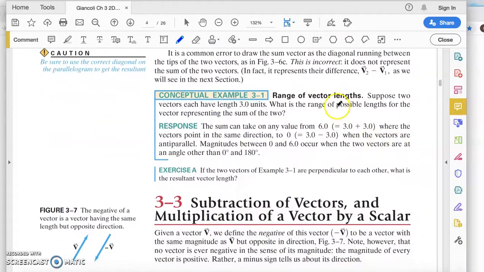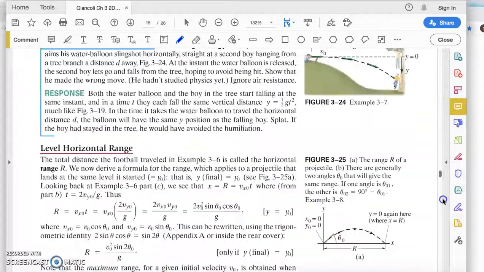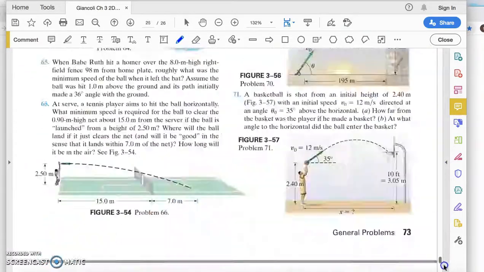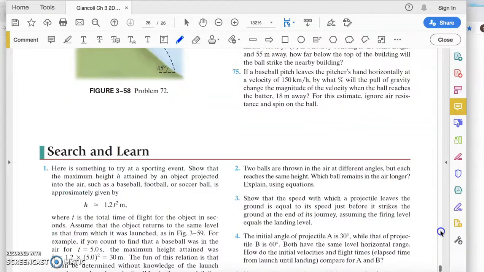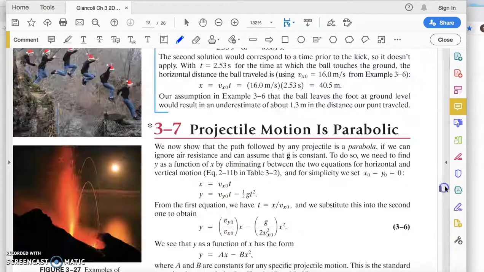Okay, and range of vector lengths. This is a conceptual question. So always the conceptual question and the exercise underneath, which you know now, the answer of this exercise will be at the end of the chapter, literally the last page of this. So this is exercise A. This is the answer of exercise A. So let me go back to the vectors.